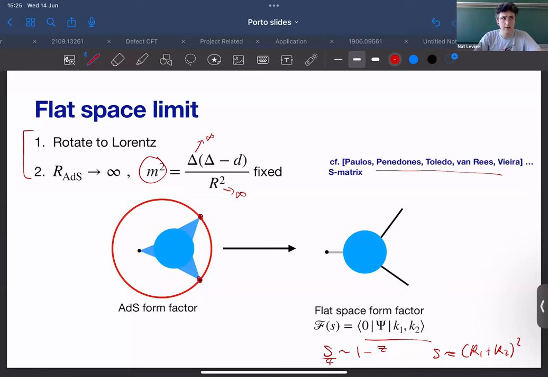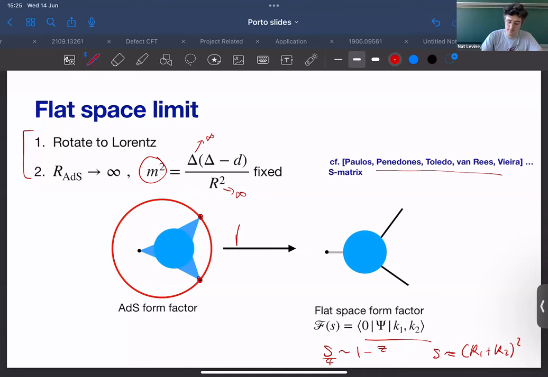And so the claim is not that this limit should exist for all values of kinematics. But the prescription is that you should take this limit in a kinematical region where it converges and then analytically continue. Of course, the risk is always that this analytic continuation may yield extra singularities that weren't there before you took the flat space limit, right?